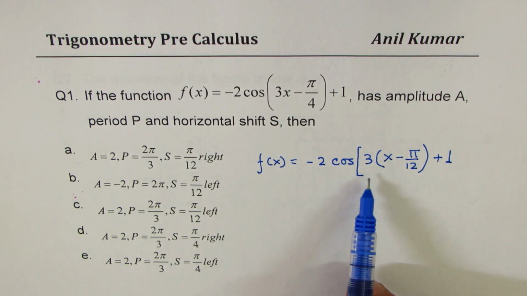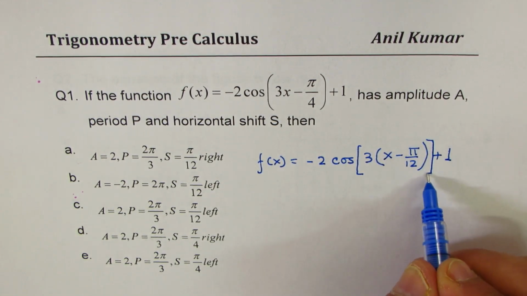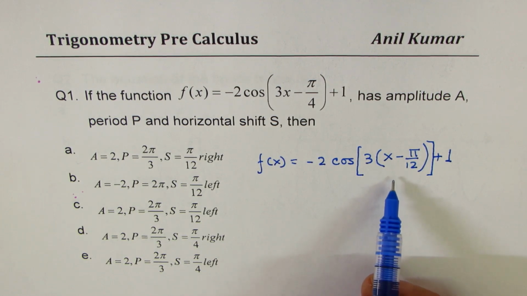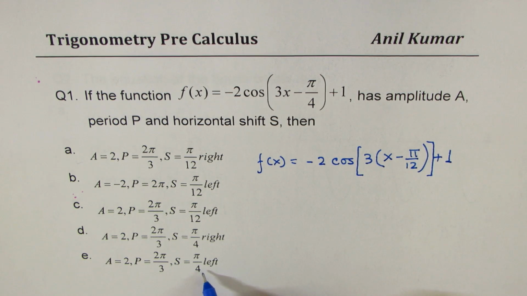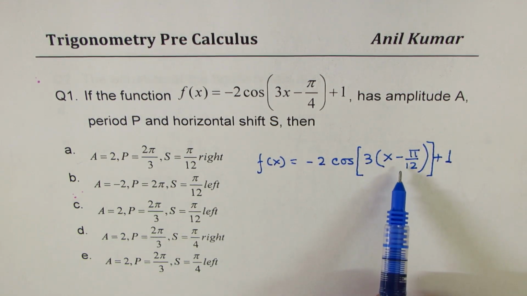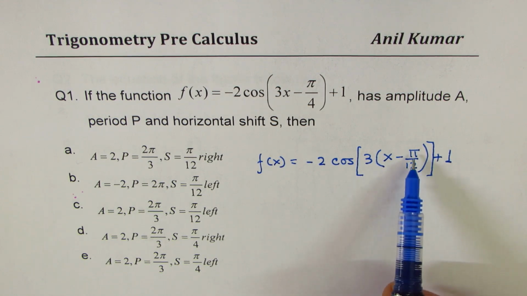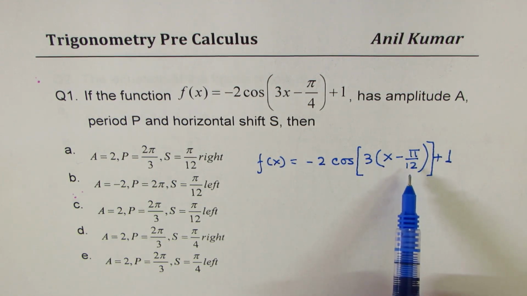If you don't do this particular factoring, then you will land up with wrong answers which are related to pi by 4. Is that true? Right? Sometimes you may make that mistake. So clearly we are looking for phase shift to the right, pi by 12. Is it okay? So that is what it is.